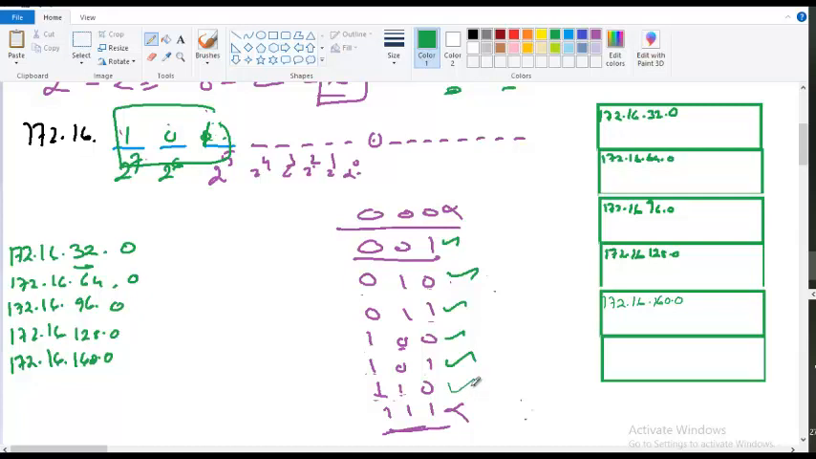Next to these two. This is 128 plus 64, which is 192. So 172.16.192.0.